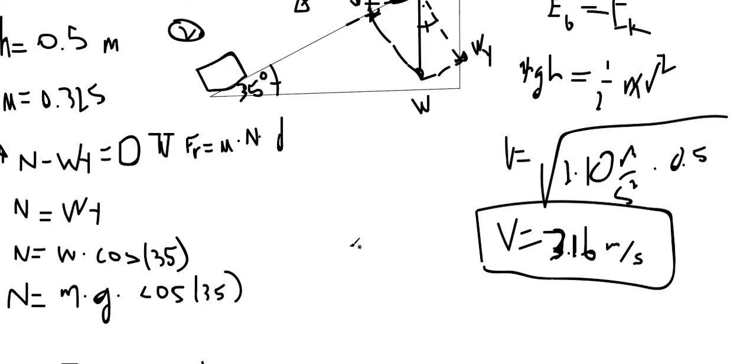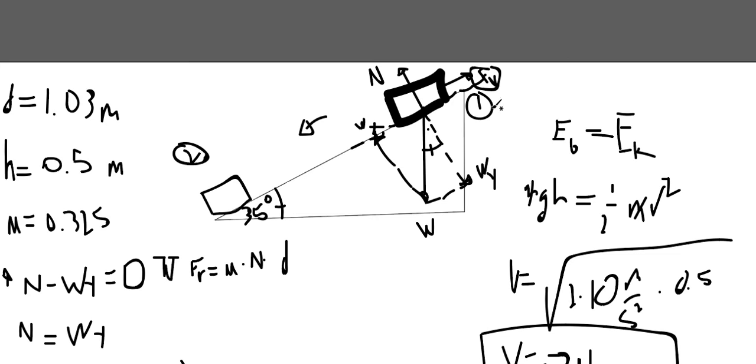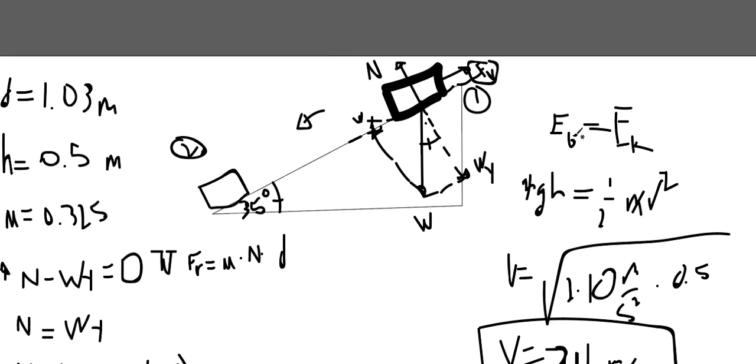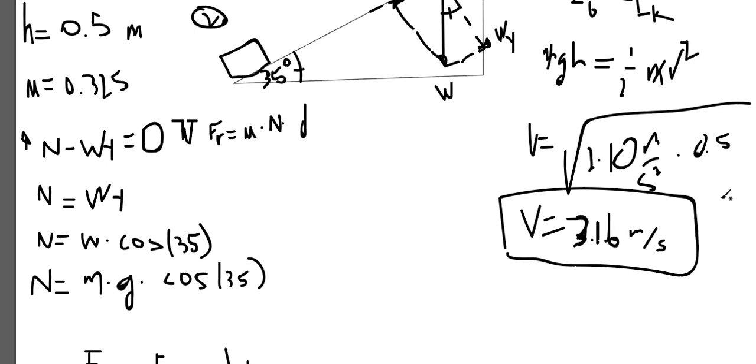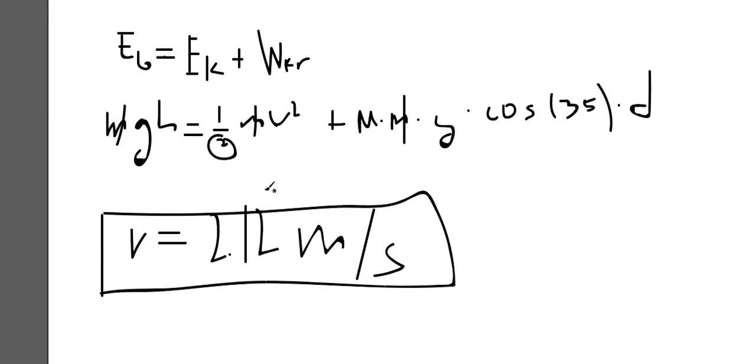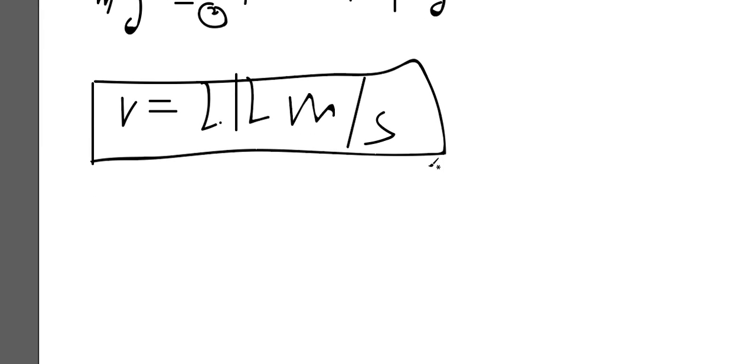So we can see there's a huge difference between doing the relationship between gravitational energy and kinetic energy without taking into account the work done by the force of friction, which will give a velocity of 3.16 meters per second, while in reality it actually gives us a speed of 2.12 meters per second.